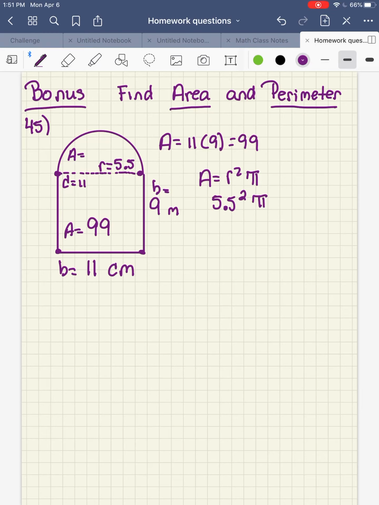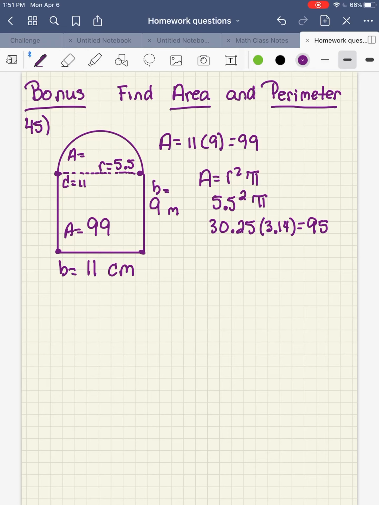So the area here is 5.5 raised to the second power times pi. So using a calculator, 5.5 times 5.5 is 30.25. Now, since we're going to be adding these together, we actually don't want to leave that in terms of pi, so we're going to multiply it by 3.14. And that is 94.985. I'm going to round that off, though, we'll just make it 95, right on. So that's 95.